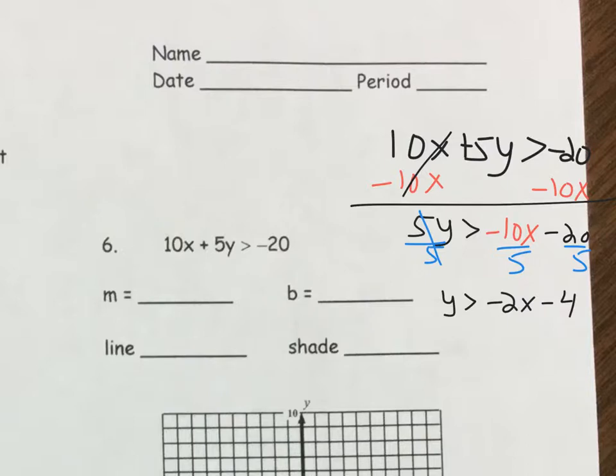Now it's easy to label our m and our b, and then also our shading and our line, okay? So we're going to label our m as that negative 2, so that is the number that's with the x, so that's negative 2 over 1. And then our b is that number on the end, which is in this case minus 4 or negative 4.